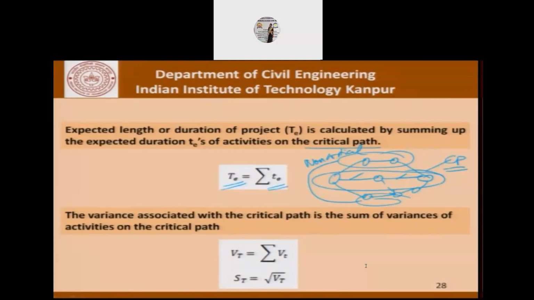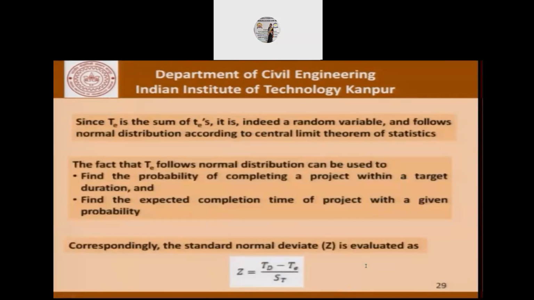And the variance associated with the critical path is the sum of the variances of the activities on the critical path, and we can find out the standard deviation by finding the square root of this variance. So this is the statistical concept which we are not deriving in this course, and I'm leaving it to you to take a look at some of the statistics textbooks and move forward.